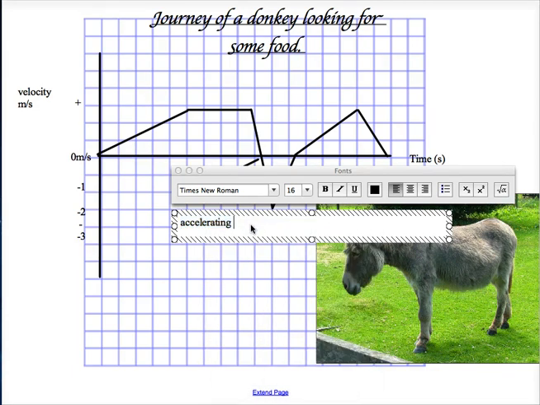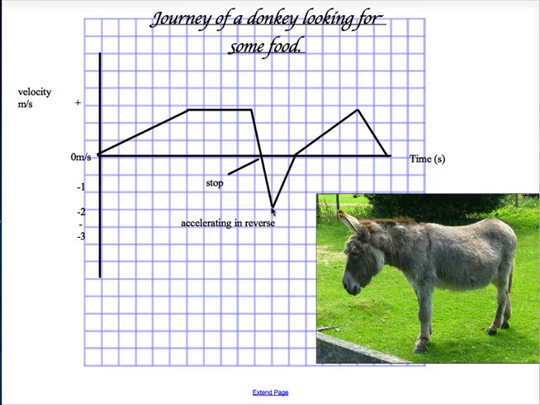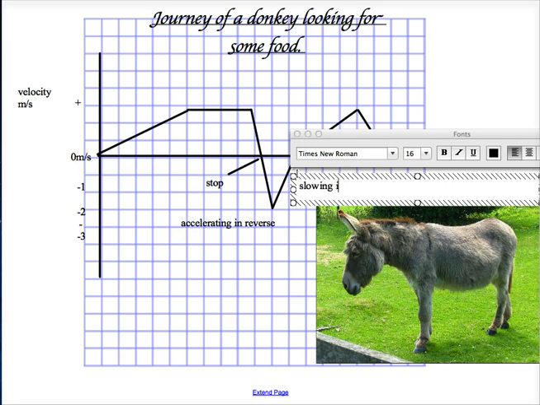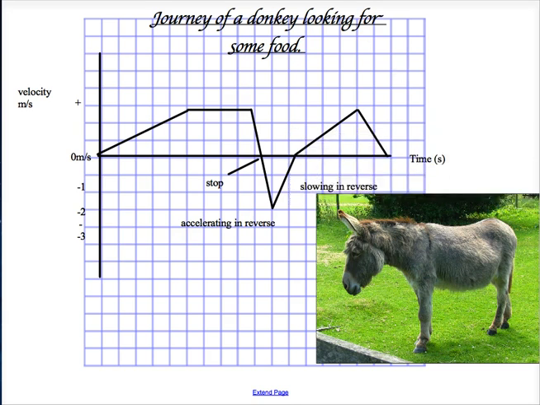Right, accelerating in reverse. It gets to this point, it doesn't stop, although some people really get confused here and think about the journey of a car or how your bike would look if it was following this route. But here, it's not stopped. What's happening is, look, the numbers are going back down again. They're still in reverse. So what's happening is it's slowing down in reverse, or decelerating, but I can't spell that.